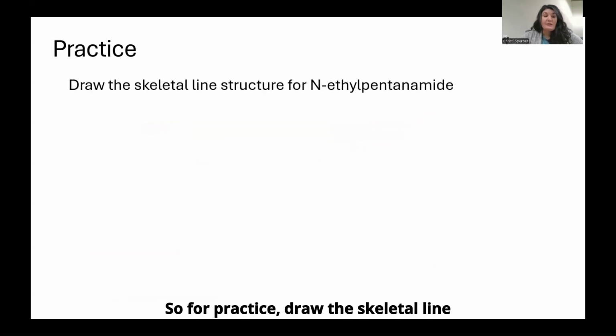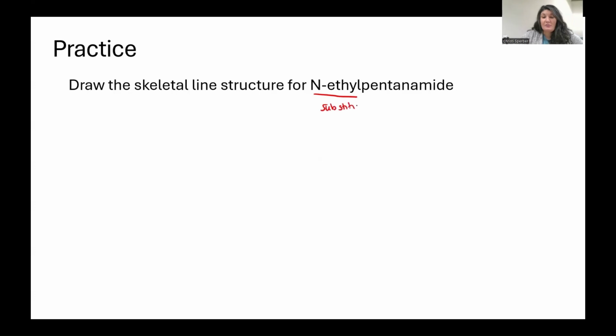So for practice, draw the skeletal line structure for N-ethyl pentanamide. Go ahead and pause the video and we'll go ahead and do it. N-ethyl is off of the nitrogen. This is our substituent. Pentanamide is our parent chain.